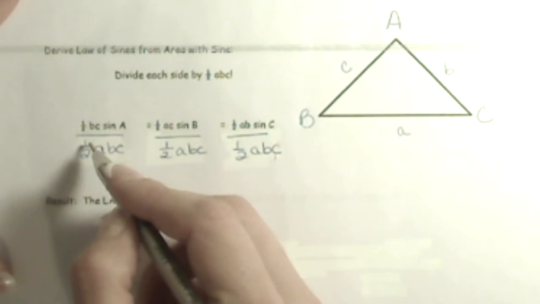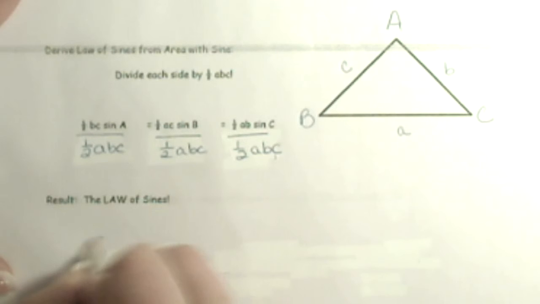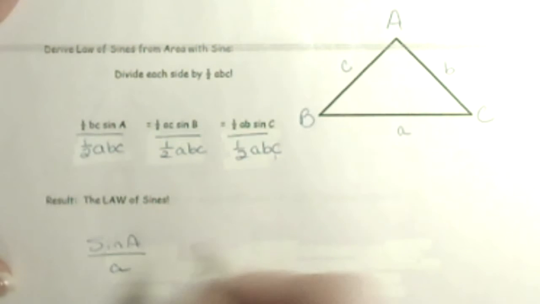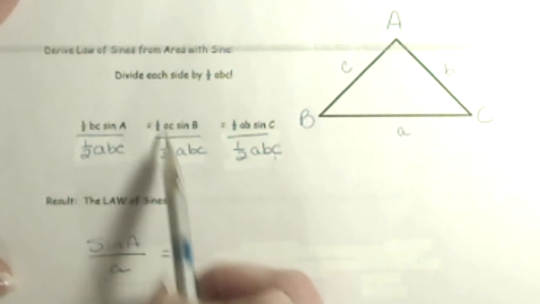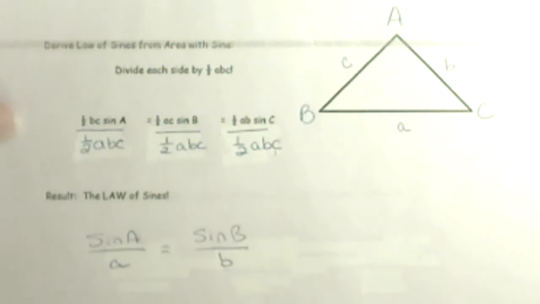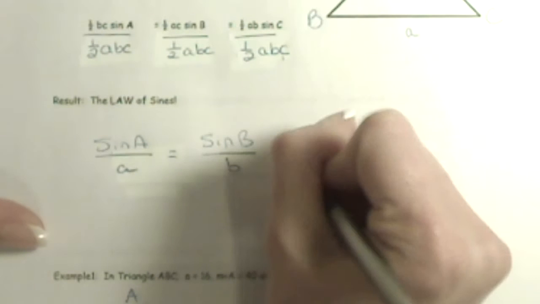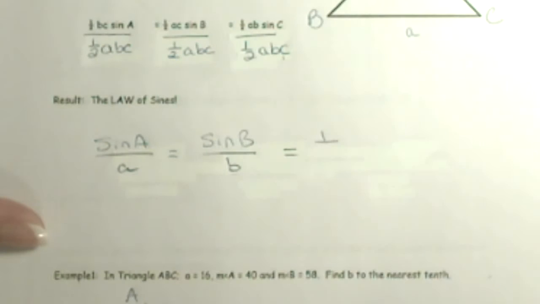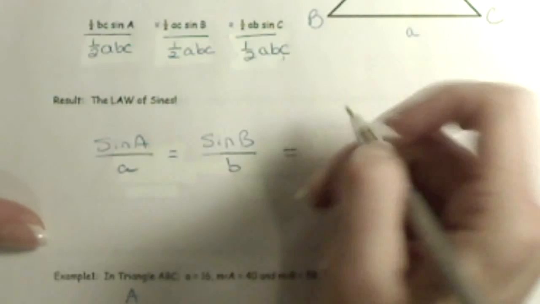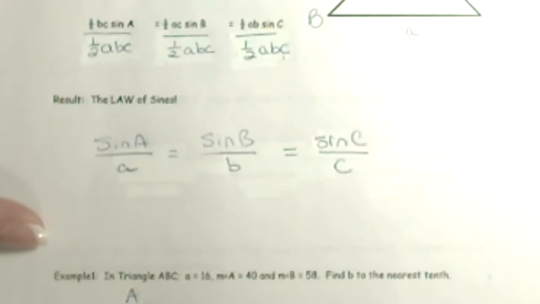In this one, the 1/2 and the B and the C cancel out. You're left with sine A over A. In the middle one, the 1/2 and the A and the C cancel out. You're left with sine B over B. And then in the final one, you're left with sine C over C. Oh, I'm sorry, just sine C over C. So this is an equation saying that in any triangle, not just a right triangle, the sine of an angle over its opposite side remains a constant ratio for that entire triangle.